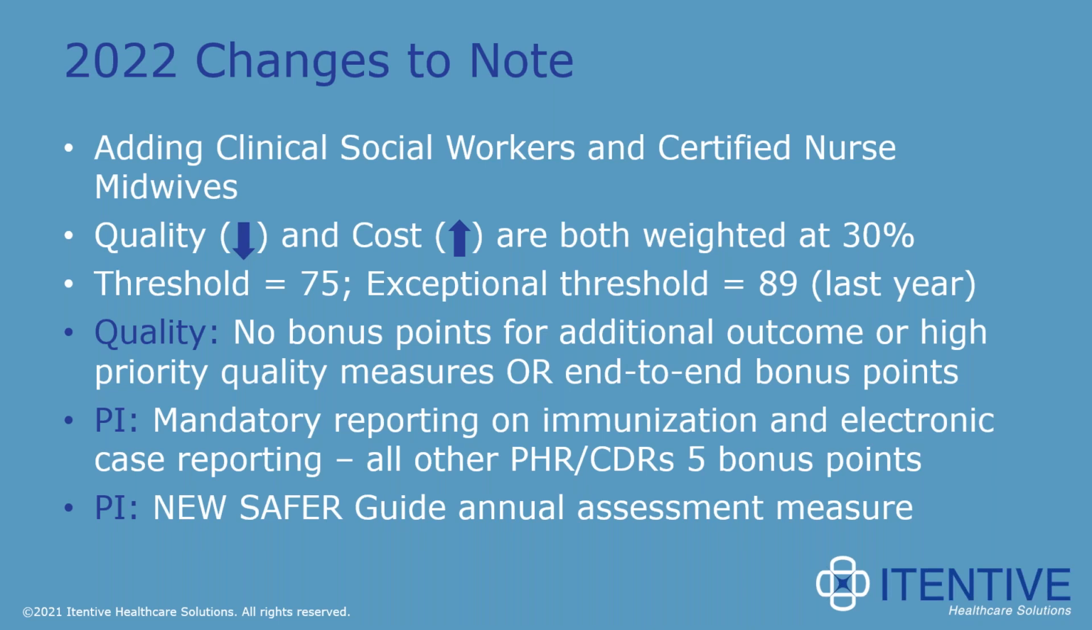Second, quality and cost weights changed this year. Quality actually decreased and cost increased, and they are actually the same. They are both weighted at 30% of your score.